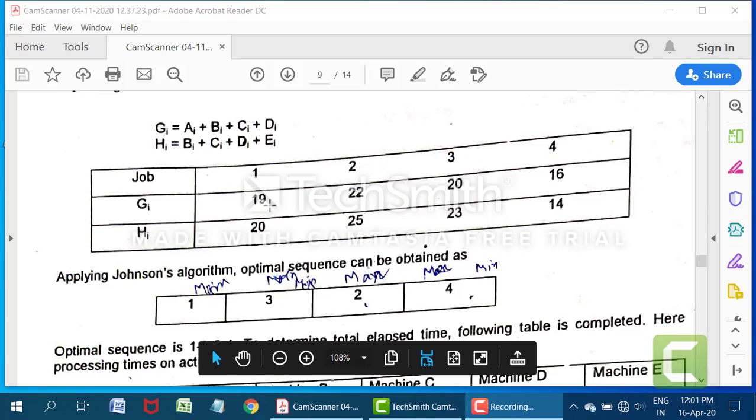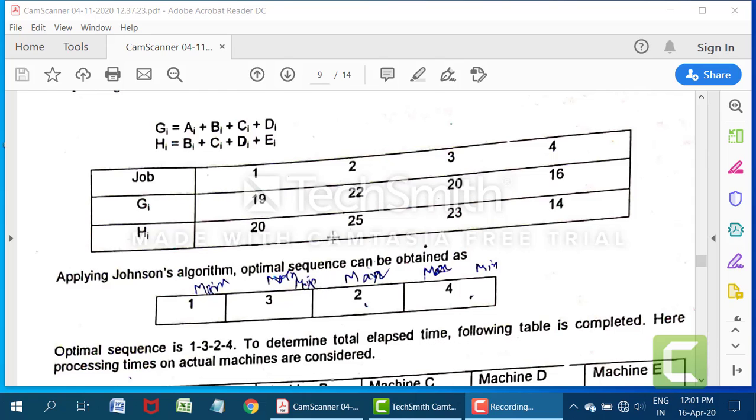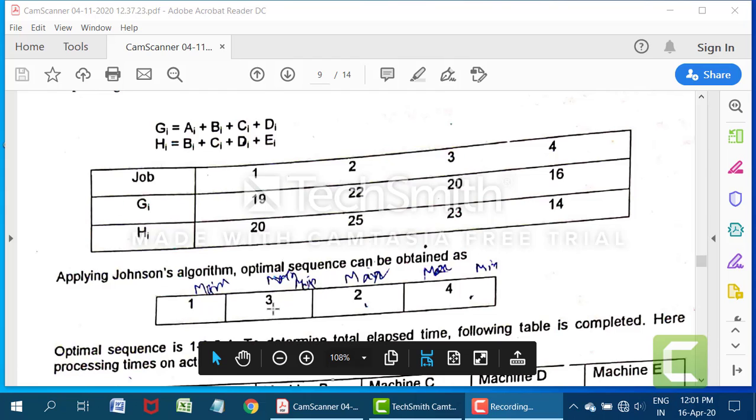So 19 is done, it was finished earlier. And now it comes 21, 22, 25, 23. 20 is there on the first machine. Hence the corresponding job number must be placed in the beginning of the sequence. In the beginning, 1 is already there. In the next compartment, 3 comes. So 1, 3 has come, 4 has come. Only one job is remaining, that is the second job. That will be occupying here. This is how the optimal sequence is to be found out.